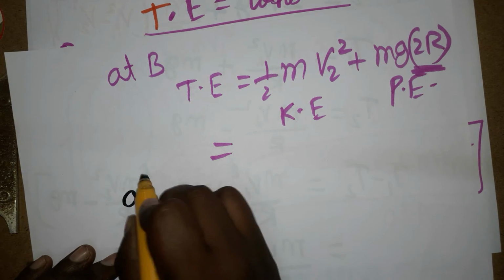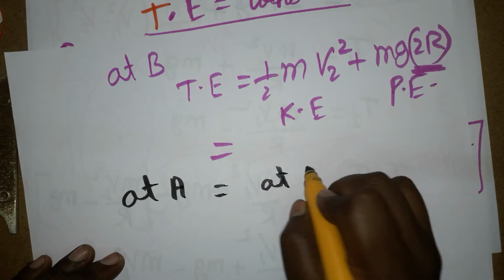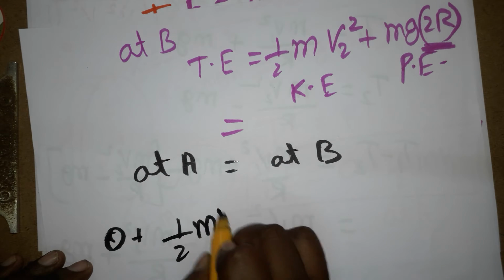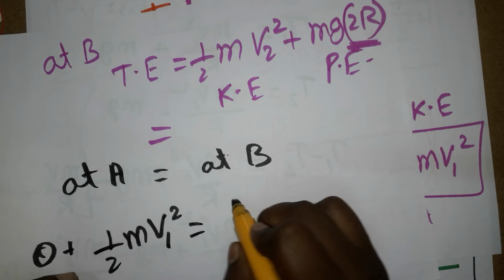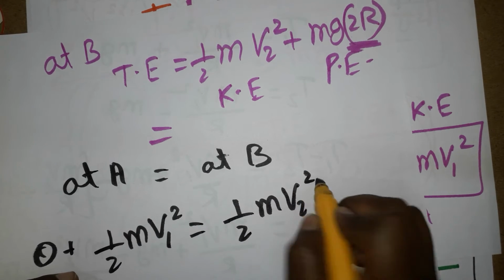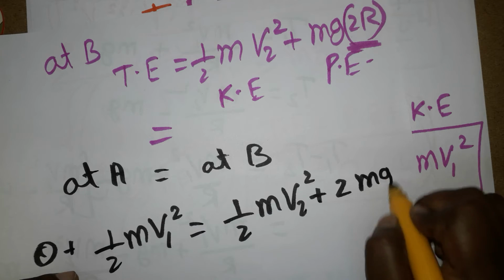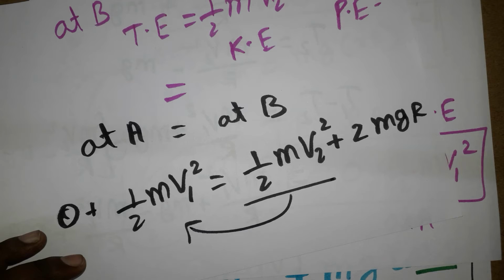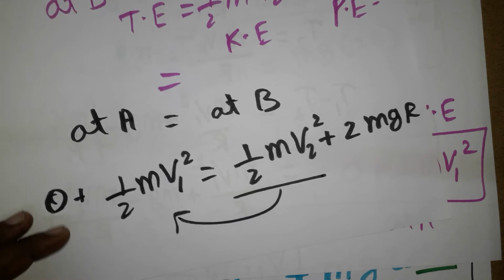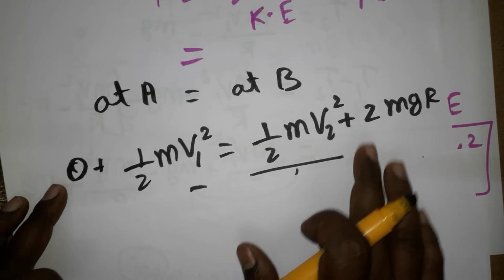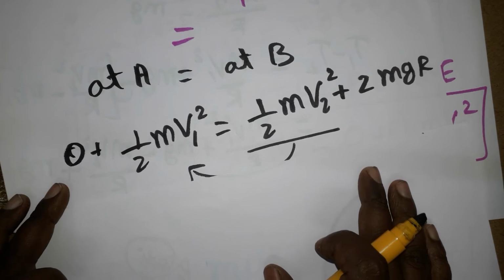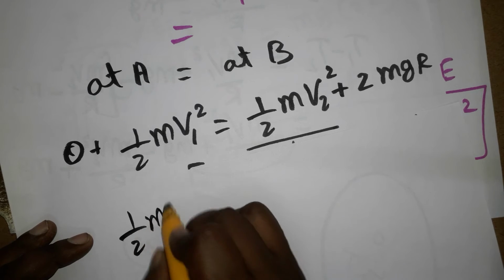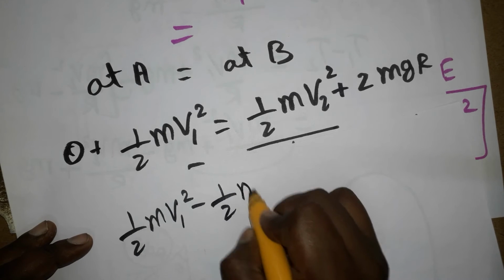So energy at A is equal to the total energy at the point of B. So energy at A, 0 plus half mv1 square, is equal to energy at B, half mv2 square plus 2 times mgr. This is what we'll get. Okay, this equation I am bringing from the left side to the right side. Just a simple step I am doing. Why am I doing this? Because I want the velocity at the point of B and also the tension difference between these 2 points, half mv1 square minus half mv2 square.